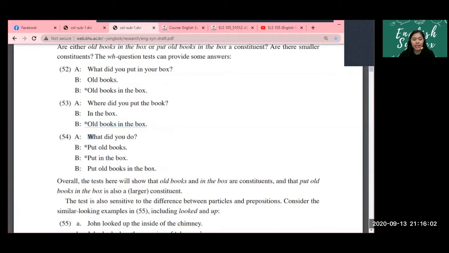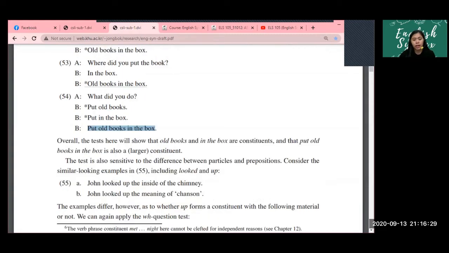Next, what did you do? Put old books. That's ungrammatical in a sense. Put in the box. That's somehow ungrammatical as well. Put old books in the box. That's the one that answers the question, what did you do? Put old books where? Put in the box what? So it answers the question, what did you do? Put old books in the box.